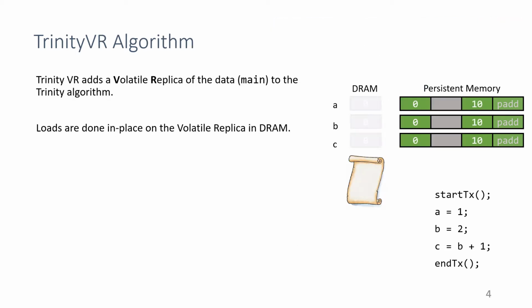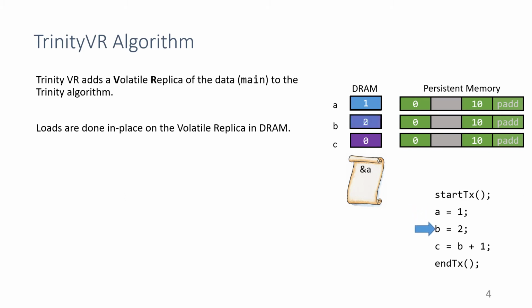We developed a second technique which we call Trinity VR, where a volatile replica of the main data is kept in volatile memory, in this case DRAM, but it can also be in persistent memory, but it's volatile. So what this means is that as we execute the transaction, loads are done in place, and we can have variable-sized data types. That means strings can be handled in just one go without having to be interspersed with the back and the main as metadata.